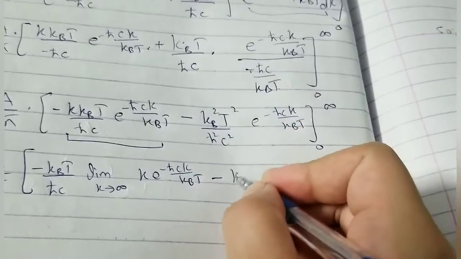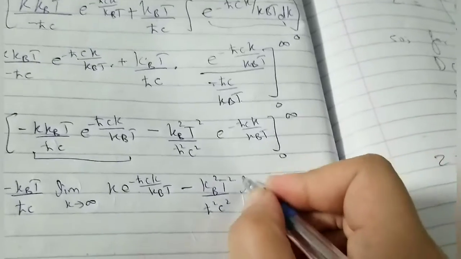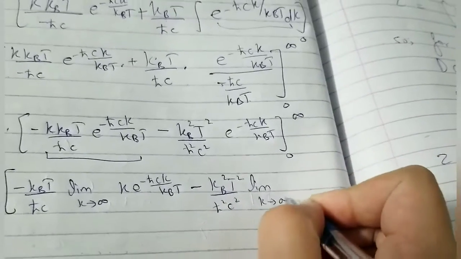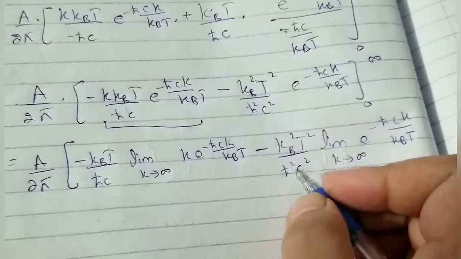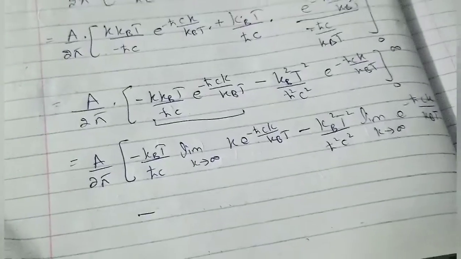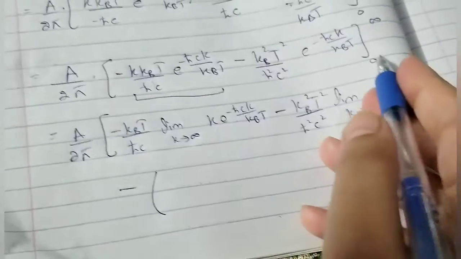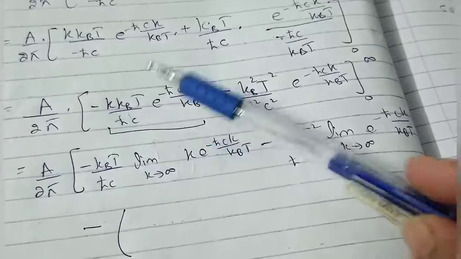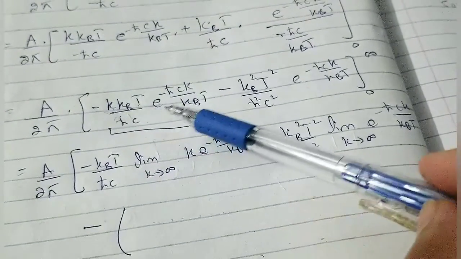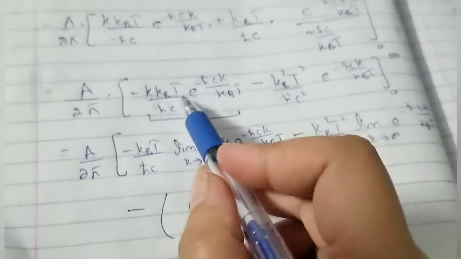Then this term kb square t square, since they are constant, so it doesn't make sense. As k approaches infinity, e to the power minus h squared c k by kbt. Then the minus sign from the formula. This is the upper limit applied on this whole thing, minus the lower limit on it. So the lower limit is 0, so we'll simply put it right here. If you put 0 in place of k here, 0 multiplies with the whole quantity and makes it 0. So it's simply 0 here.